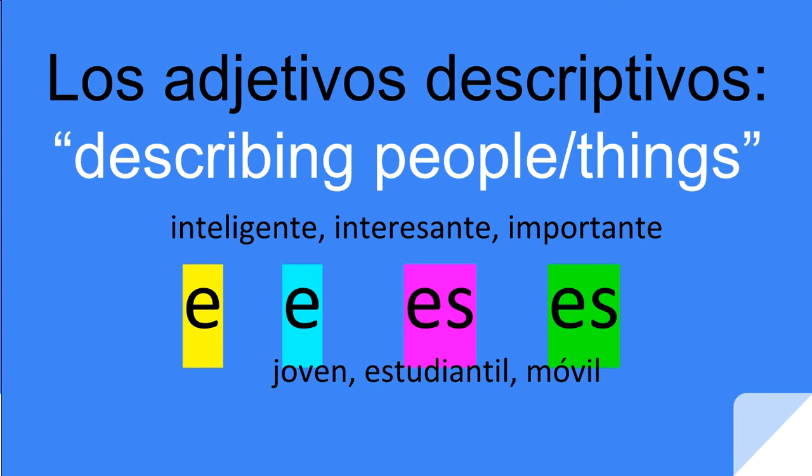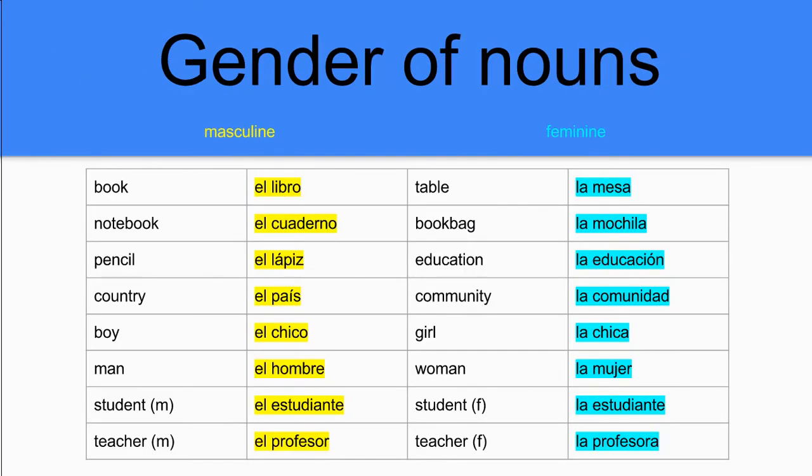We also see here words like joven, estudiantil, and móvil. These words are adjectives that end in an N or a consonant, so we just add an ES to make the plural form. Remember, the gender of nouns is very important for describing how an adjective works.